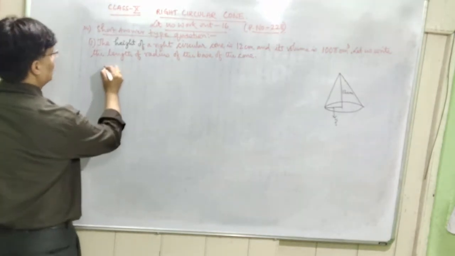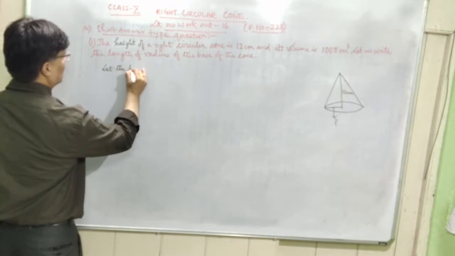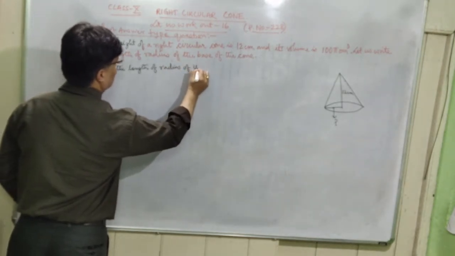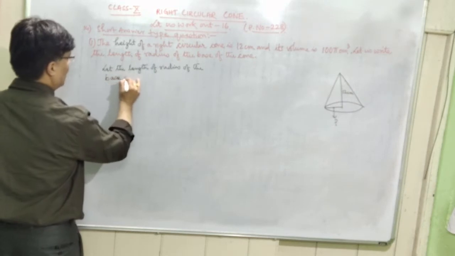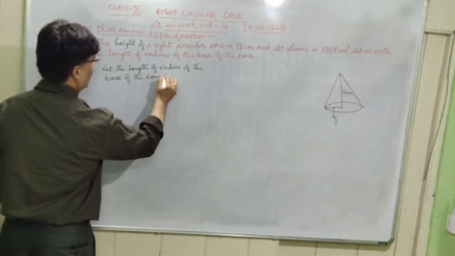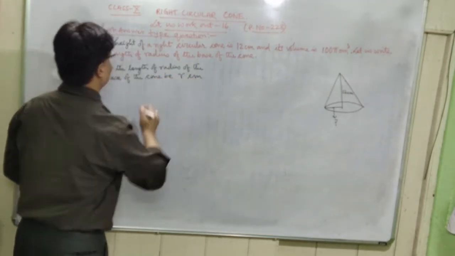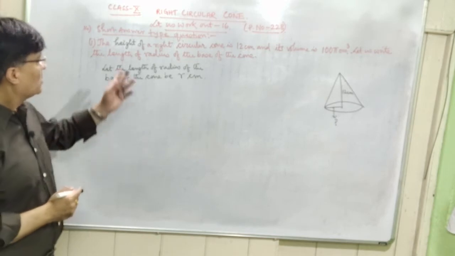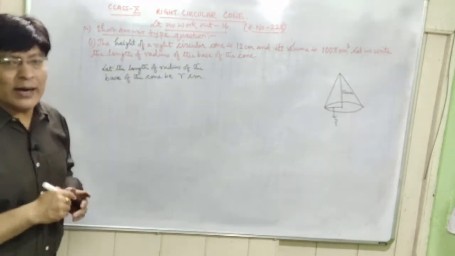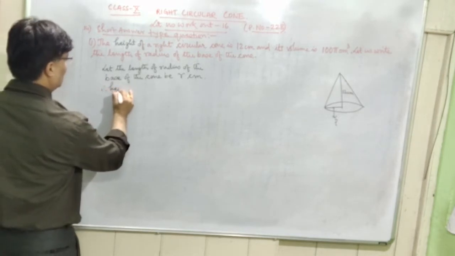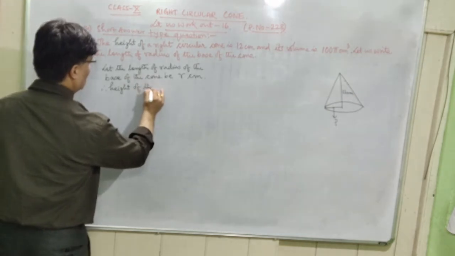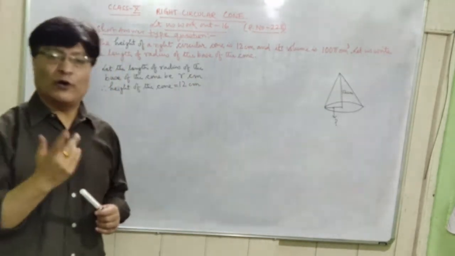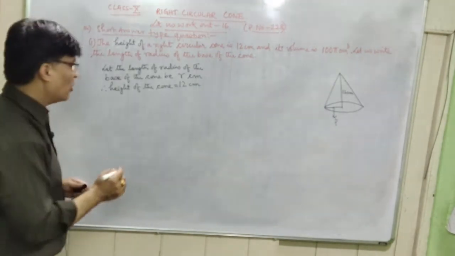Now let us assume the length of the radius of the base of the cone be r centimeter. The height of the cone is given, so height of the cone is equal to 12 centimeter. Now let us find the volume of the cone using the formula.